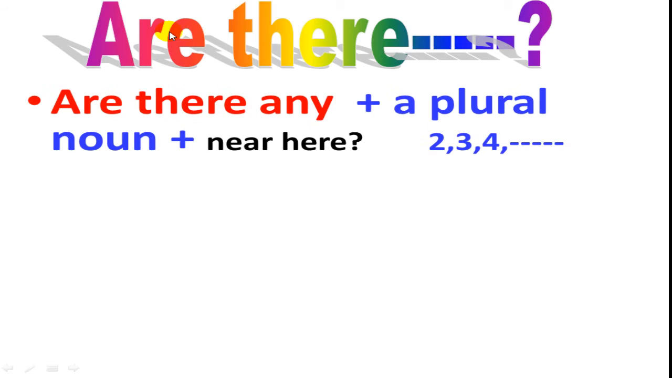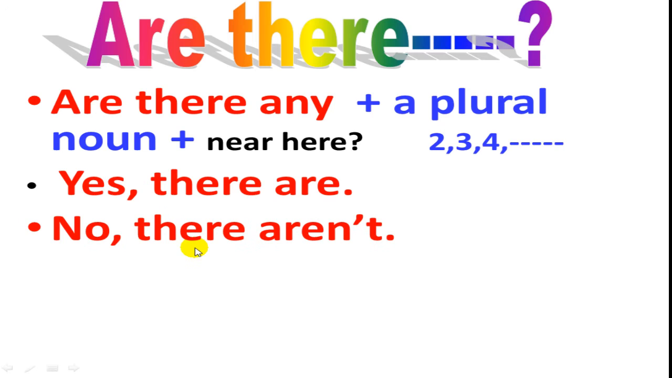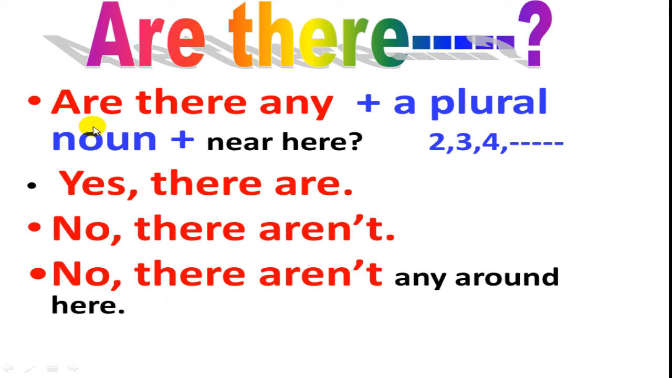Are there any plus a plural noun near here? Plural noun: 2, 3, 4. Are there any plural noun near here? Yes, there are. No, there aren't. No, there aren't any around here.